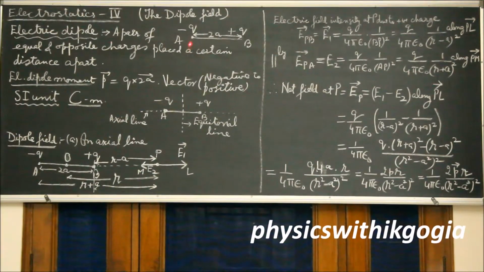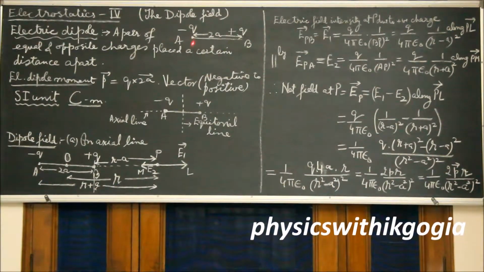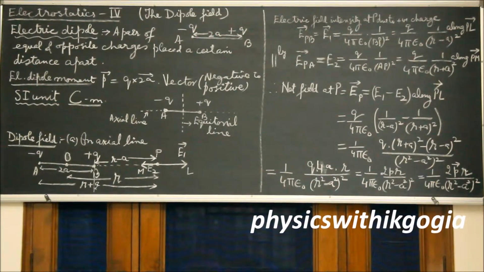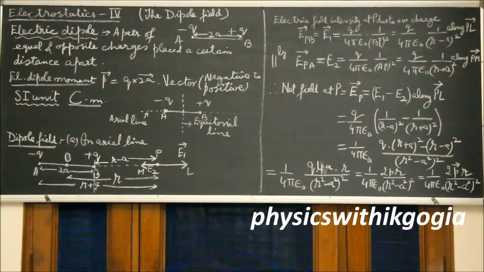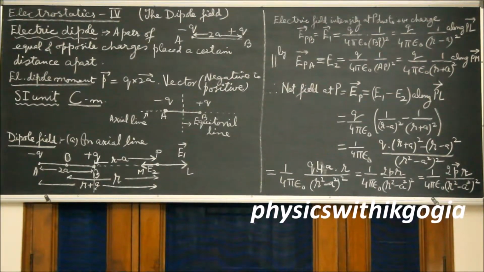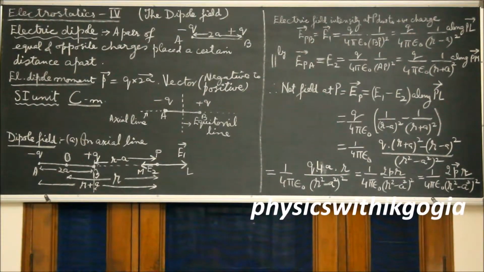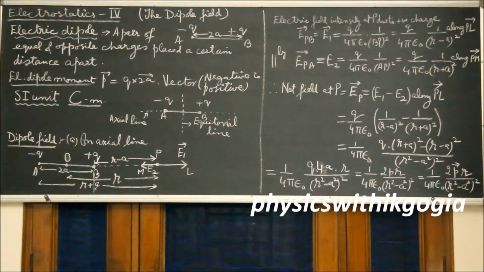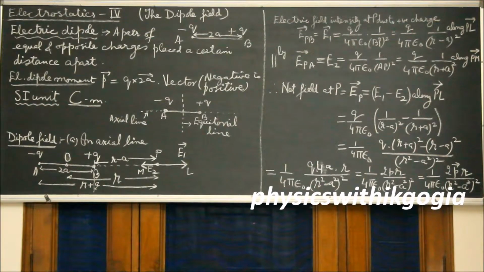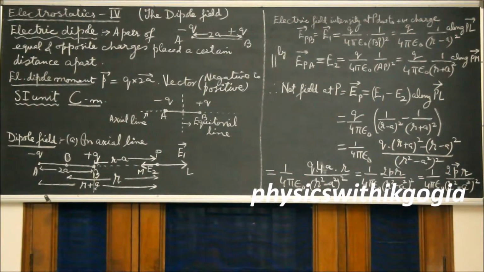As you can see in this diagram, we have a charge minus q and plus q separated by a distance 2a. The distance is taken as 2a for mathematical convenience. So such a system of charges, plus q and minus q, held a certain distance apart is said to constitute a dipole.